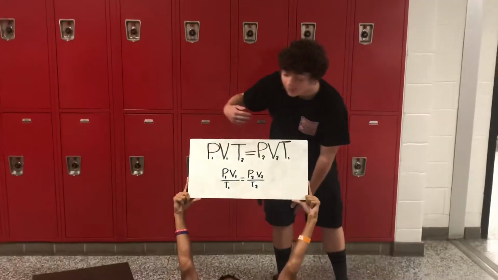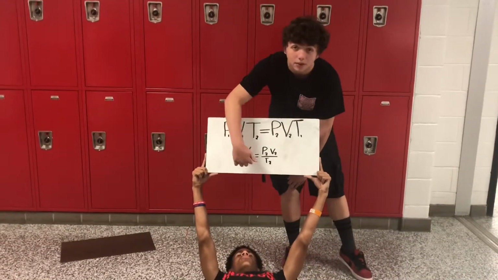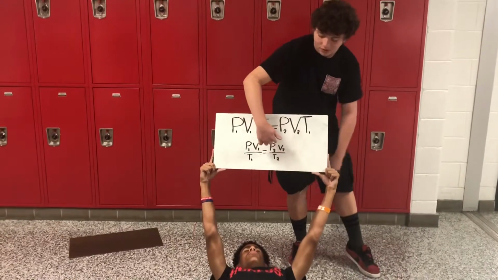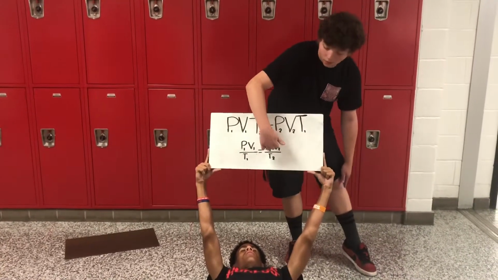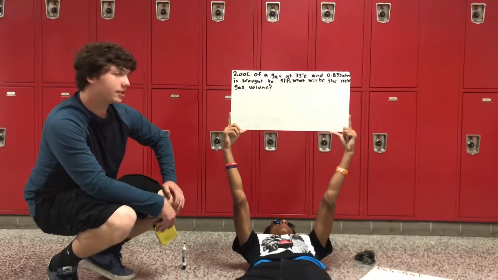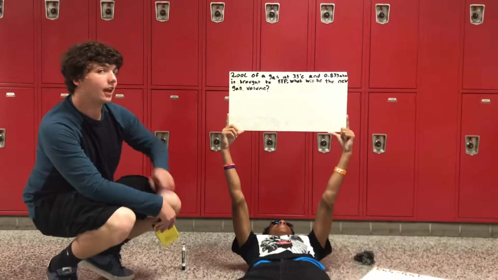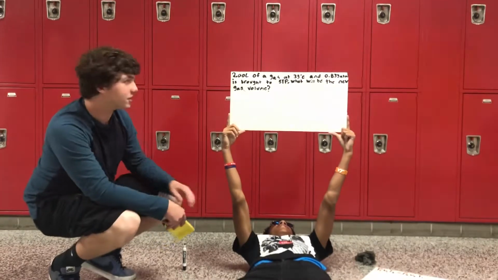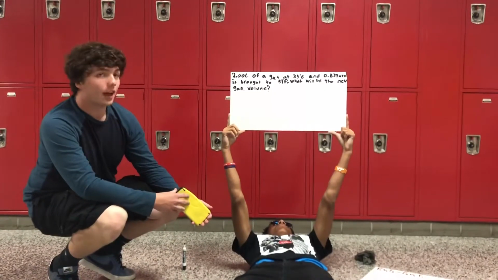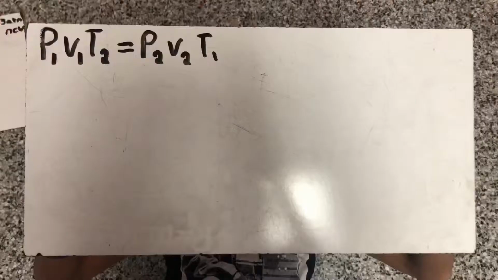Second way to write it is pressure 1, volume 1 over temperature 1 equals pressure 2 times volume 2 over temperature 2. 2 liters of gas at 35 degrees Celsius and 0.833 atm, or atmospheric pressure, is brought to STP. What will be the new gas volume?